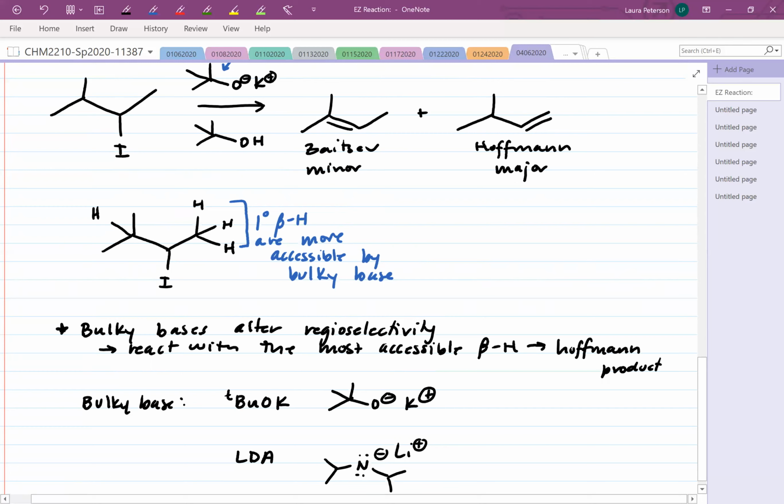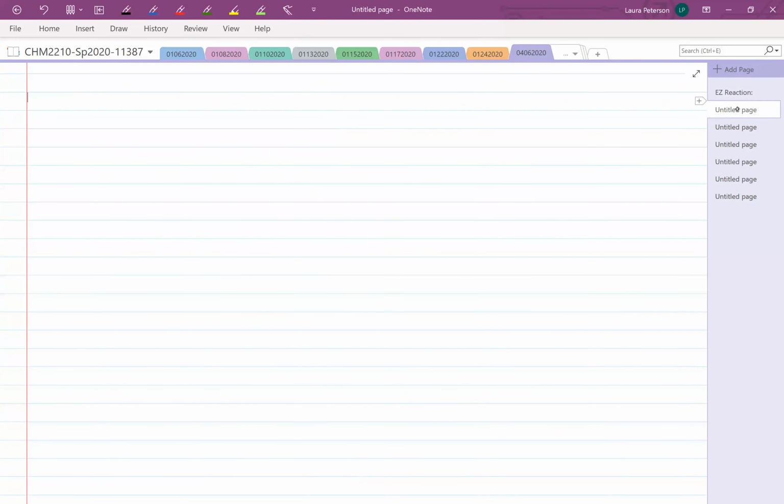All right, so the next thing that I want to talk about for the E2 reaction is the relationship between the electrophile and the rate. So is a primary, secondary, or tertiary halide fastest under these reactions? Okay, so let's talk about the structure of the electrophile.